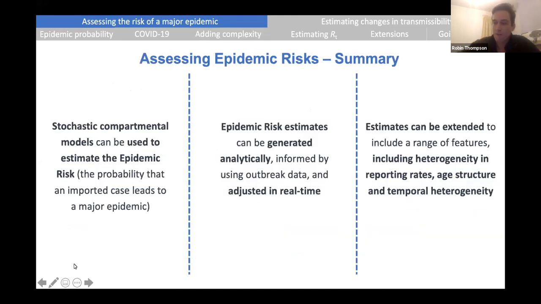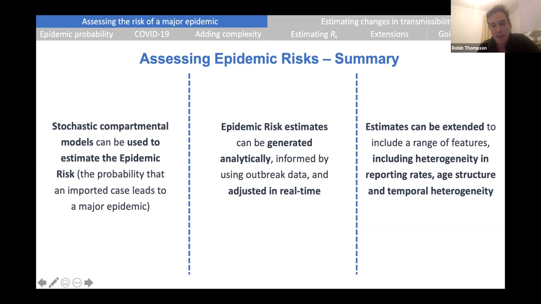Okay, so that's the first half of the talk. That's all about assessing epidemic risks. The summary for this half of the talk is that stochastic compartmental models can be used to estimate epidemic risks, which are the probability that an imported case triggers a major epidemic as opposed to fading out as a minor outbreak.